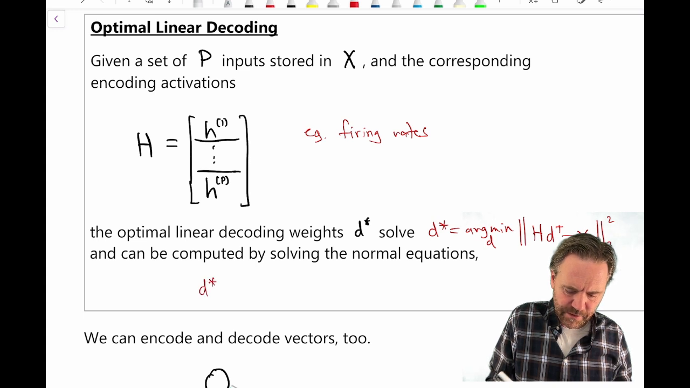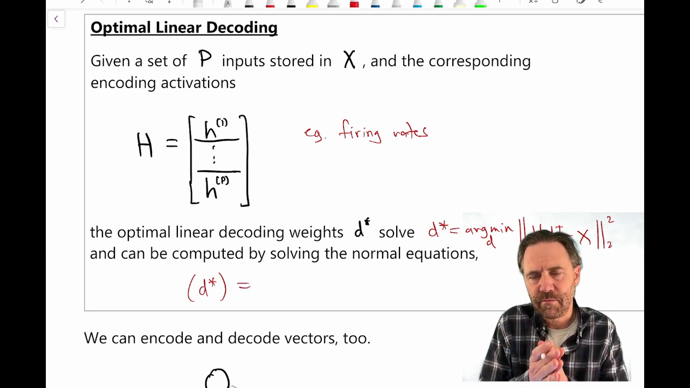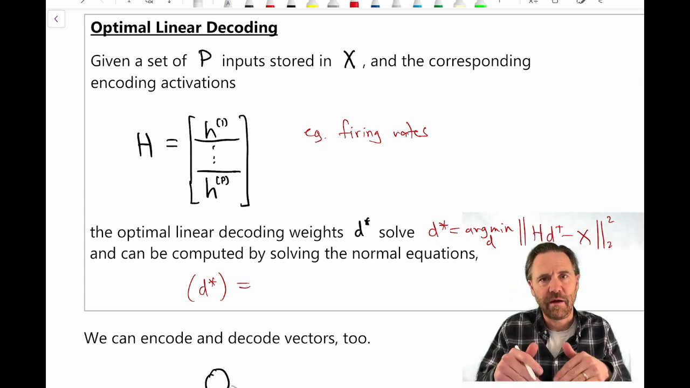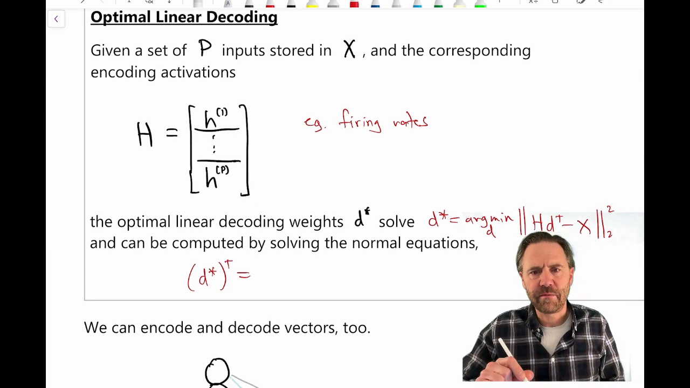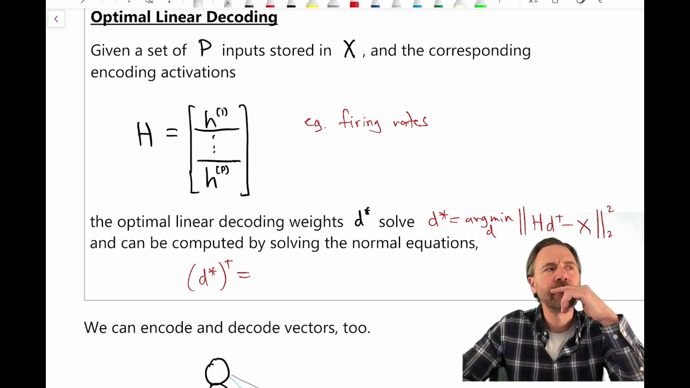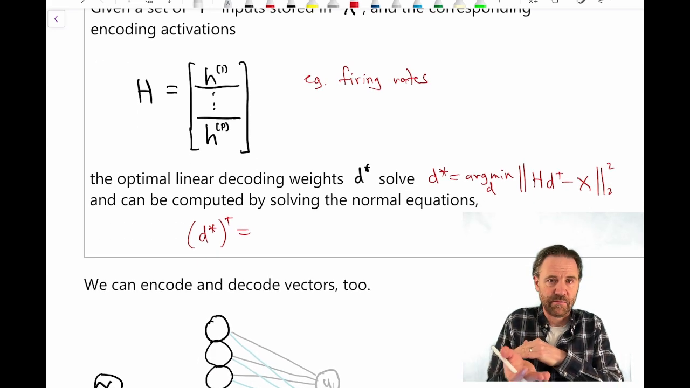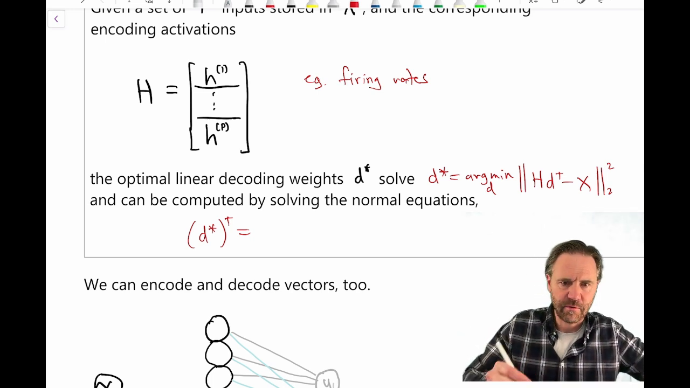So D star, I guess, I'm going to get myself into trouble here because the notes I'm reading from do not transpose the D vector. But I've decided while I'm giving this lecture that the D has to be a row vector, so bear with me. So this formula for computing the least squares solution, the normal equations, is for when D is a column vector. So since my D is a row vector, I'm taking the transpose to make it into a column vector. I hope that makes sense.